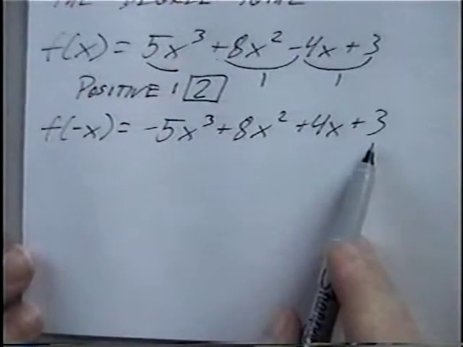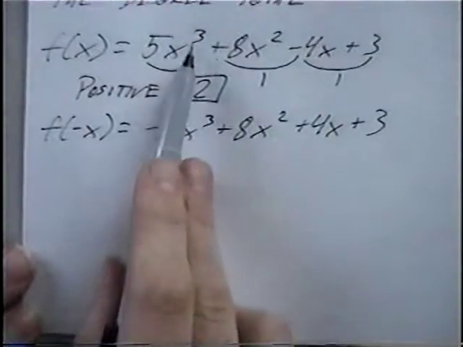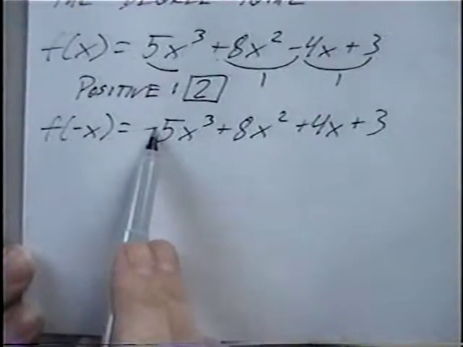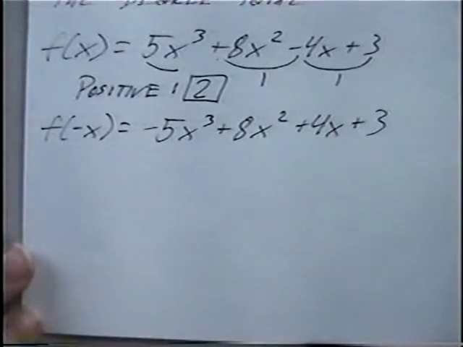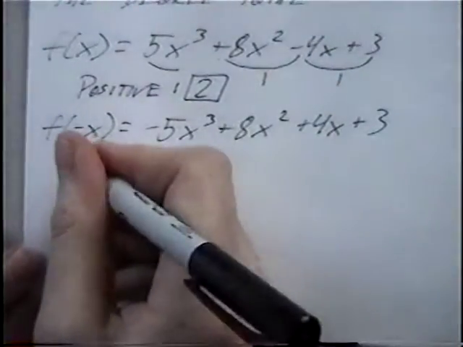A shortcut on this: any odd exponents, you change the sign. Any even exponents stay the same. And now for the negatives.